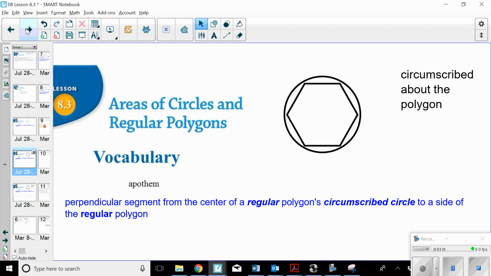So the next part of apothem is that it's a perpendicular segment from the center to one of the sides. So that segment, perpendicular, means 90-degree angle, and it goes from the center of the circle to the side of one of the polygons.